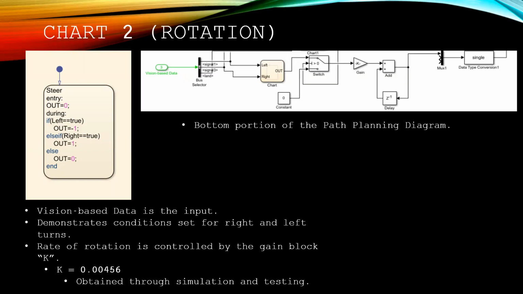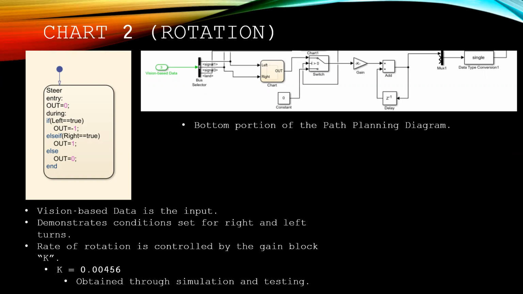If this value has been determined to be greater than 0, the drone will begin to rotate. The rate of rotation is controlled by the gain block, which can be seen at the bottom of the path planning diagram, and has a value of 0.00456. This value was obtained through simulation testing in order to determine a reasonable rate of rotation for the drone so it would not deviate from the path too much.